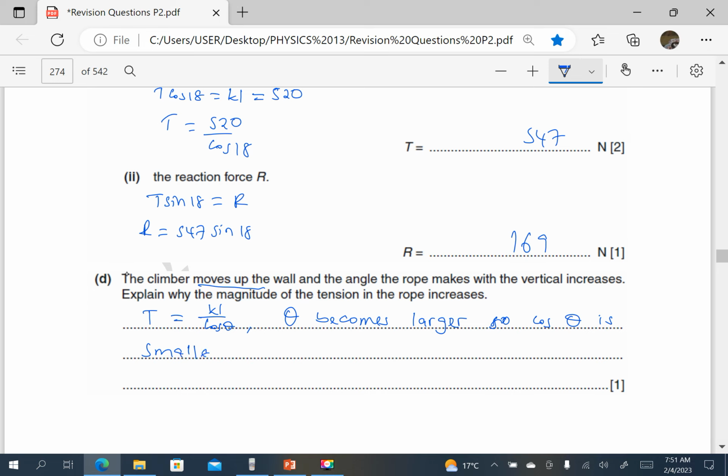You can check that with the calculator. As theta becomes larger, cos theta becomes smaller. Hence T is larger. Remember, cos theta is largest when theta is 0 because cos of 0 is 1. So T becomes larger because cos theta becomes smaller as theta itself becomes larger. That's why the tension is increasing.